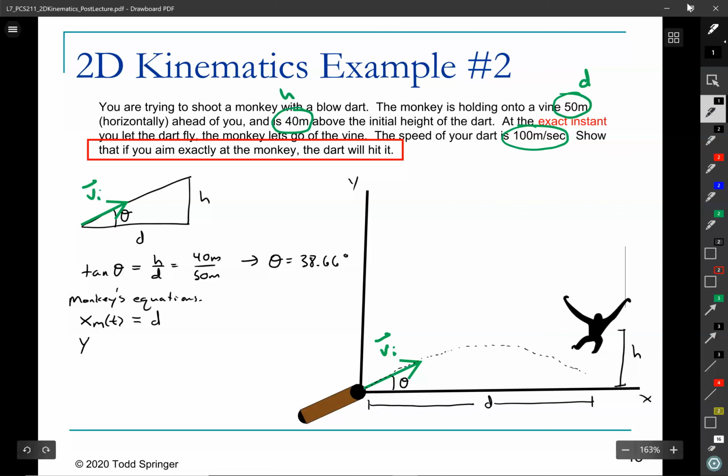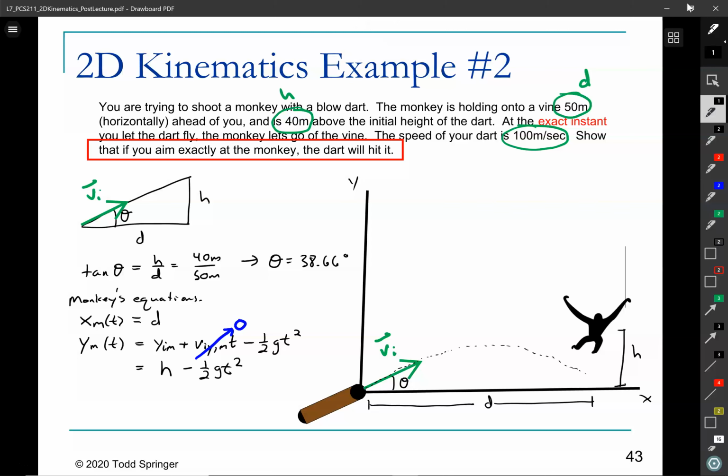What's the y position for the monkey? It falls under gravity. So I have yi for the monkey plus viy for the monkey times t minus 1/2 g t squared. The initial position for the monkey is h. There is no initial velocity because he just drops. He just lets go of the vine. So he has no initial velocity. Minus 1/2 gt squared. Okay.